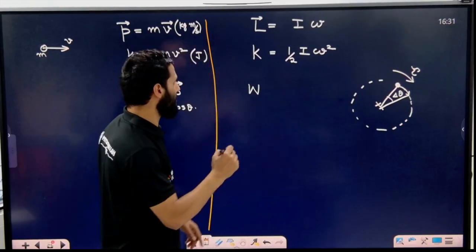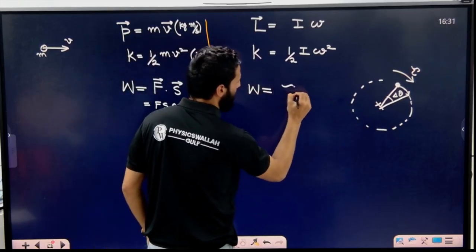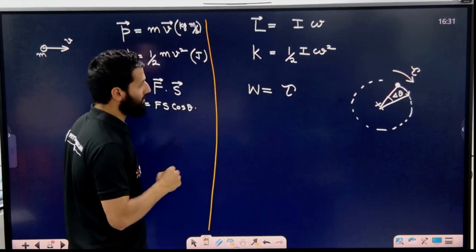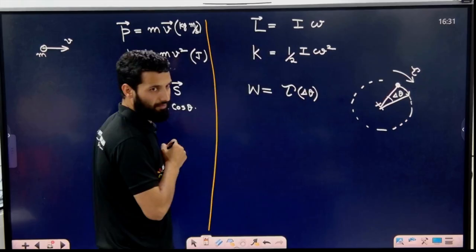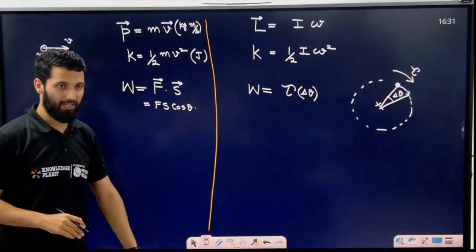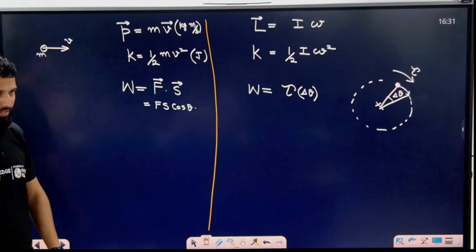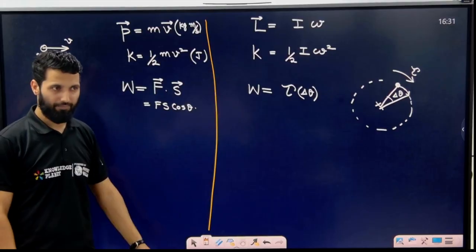So simply we write angular work is equal to torque multiplied by what is S in the linear case? Not theta, but delta theta, the angular displacement. Understood? Torque multiplied by angular displacement is my angular work done, for anything that is revolving.